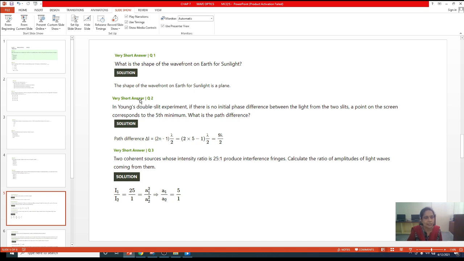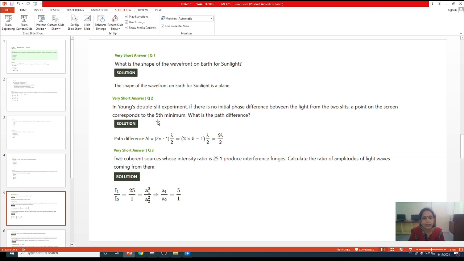Okay, then second one, in a Young's double slit experiment, if there is no initial phase difference between the light from the two slits, a point on the screen corresponding to the fifth minimum, what is the path difference? Then you know the relation for path difference, delta x is equal to (2n minus 1) into lambda by 2, because this is the condition for minimum, or this is the condition for a dark band.